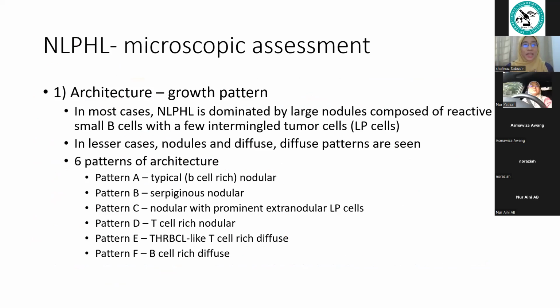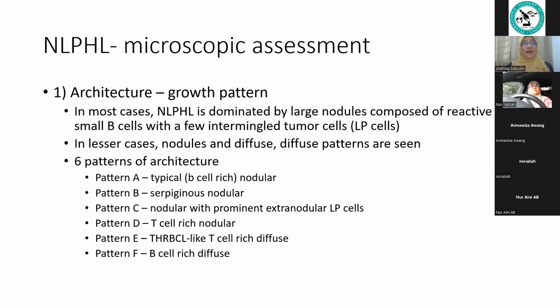As I mentioned earlier, most of the time, nodular lymphocyte predominant Hodgkin lymphoma will be dominated by large nodules. Under the H&E section, you can see a lot of large abnormal nodules, which are composed of reactive small B cells in the background. And LP cells are only intermingled among these small B cells. And the nodules are supported by a large expanded follicular dendritic cell meshwork. This is the majority of the nodular lymphocyte predominant Hodgkin lymphoma growth pattern. They are mostly in nodular form.